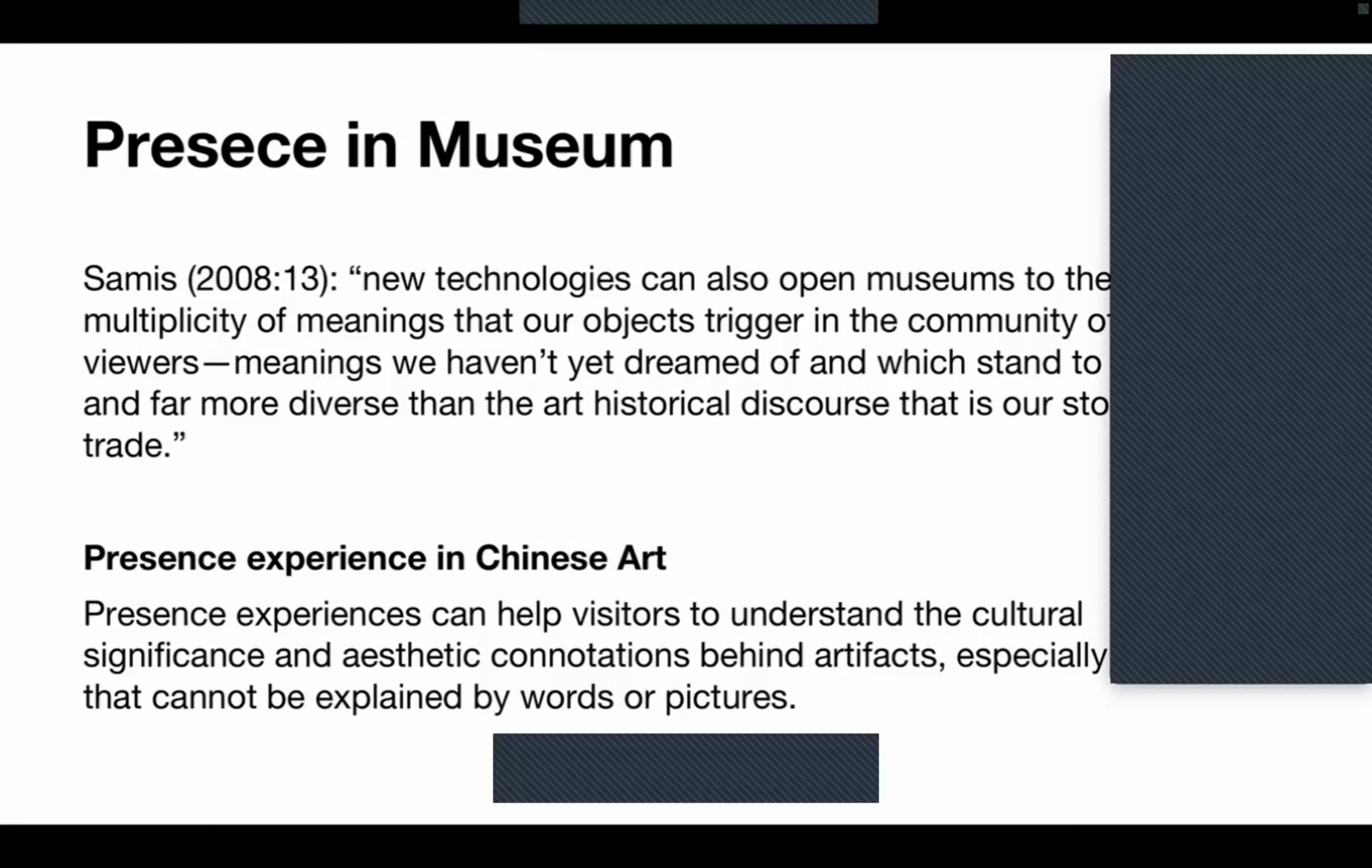So like the scholar Sims demonstrate here, new technology can reveal deeper meanings in objects that exceed traditional art historical discourse. And while presence has different meanings in different societies and cultures, for Chinese art it helps visitors understand cultural significance and aesthetic connotations. And this is deeply rooted in the tradition of appreciation. And technologies can provide a similar experience, allowing visitors to interact with artifacts in an intimate and interactive way, even if they are not physically present.